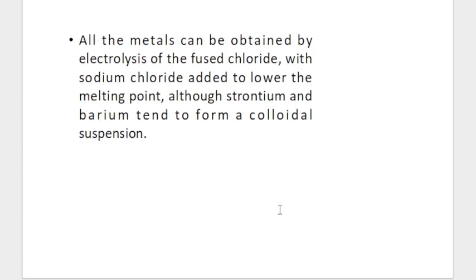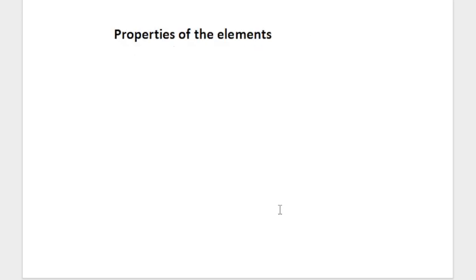All the metals can be obtained by electrolysis of their fused chlorides, with sodium chloride added to lower the melting point, although strontium and barium tend to form colloidal suspensions. So mind you that once you are dealing with group 1 metals and group 2 metals, the form of extraction that occurs is extraction by electrolysis of their fused salts or fused halides.